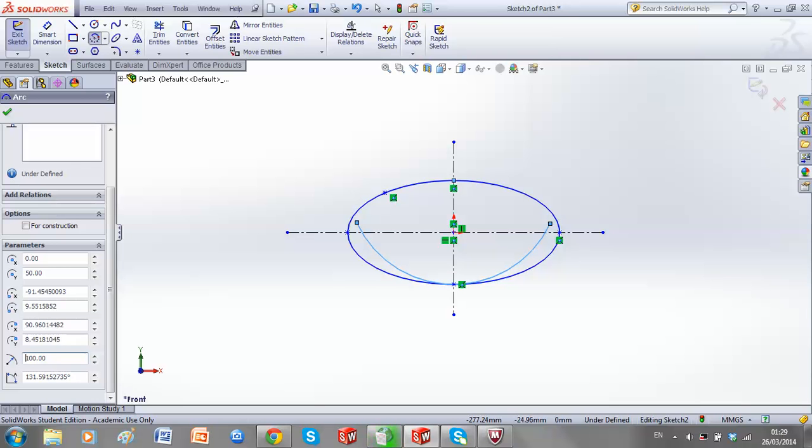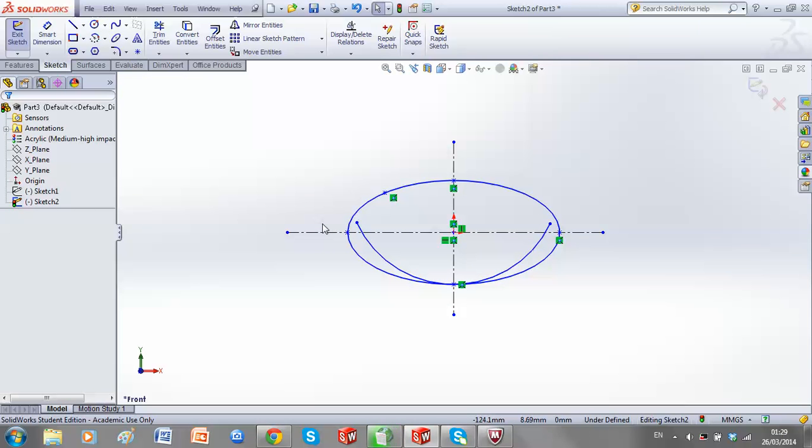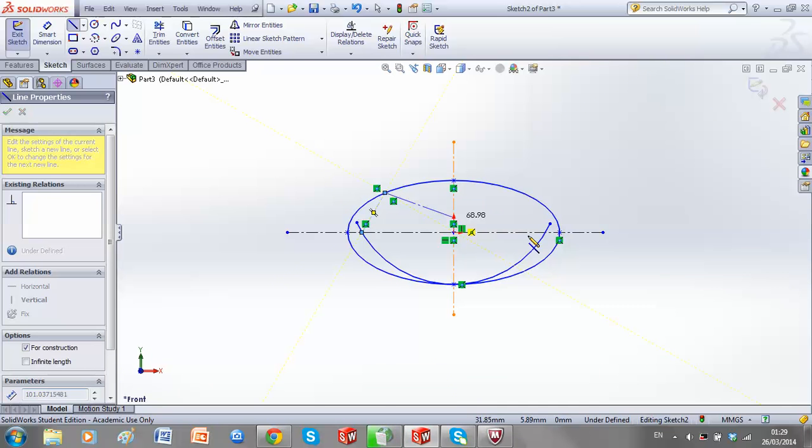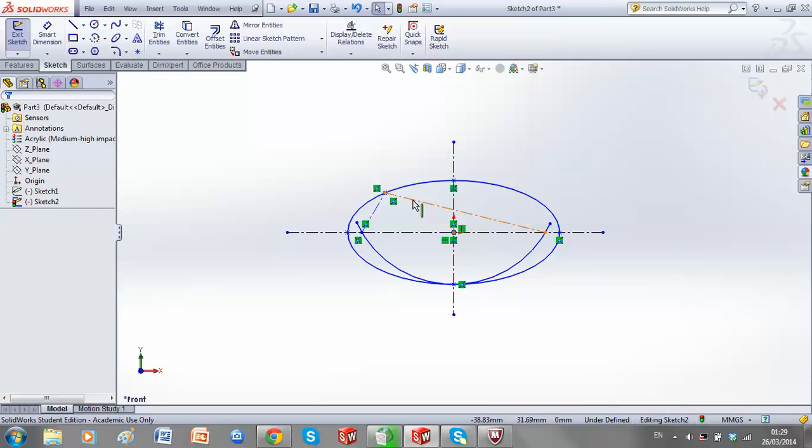Now, to find our normal, we need to connect our two focal points to the point we want our tangent to pass through. So, if I connect these two lines up, now, to find our normal, we bisect our two focal lines to our point.